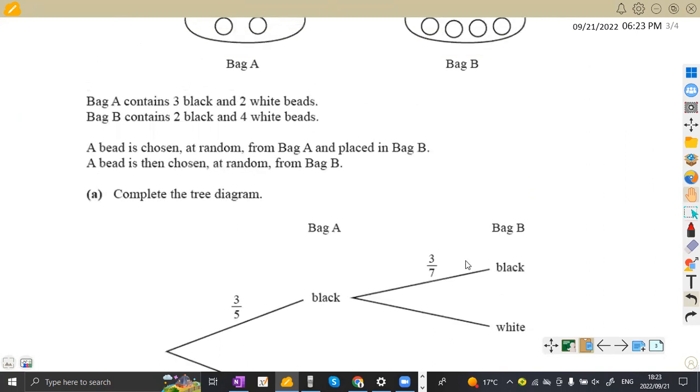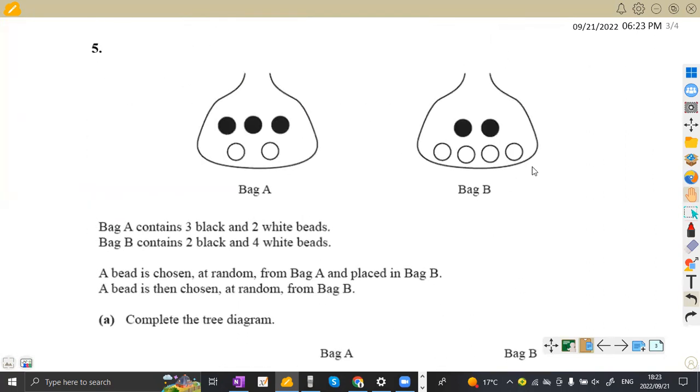But take note what happened here. Originally in bag B, how many do we have in bag B? How many balls are there? We have got 2, 4, 6. Parikoneka. But parikunzi panapa a bead, so it's a bead is chosen at random from what? From bag A and placed in B. So if you pick a black bead, what are you going to do? You place it here.